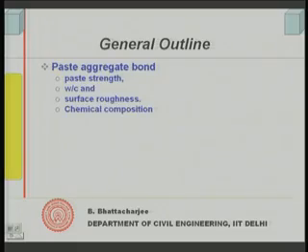So, the general outline of our discussion would be, first, the paste aggregate bond. First we will look into how paste strength controls the paste aggregate bond, how water cement ratio, surface roughness and chemical composition control the paste aggregate bond, because this is what we have seen yesterday. This is the most important aspect that controls the strength of concrete, and the ITZ controls the strength of concrete. So, we are going to look into that ITZ bonded strength between paste and aggregate.